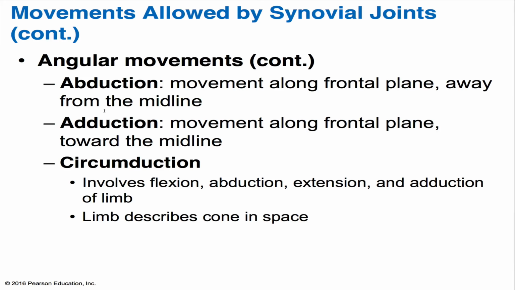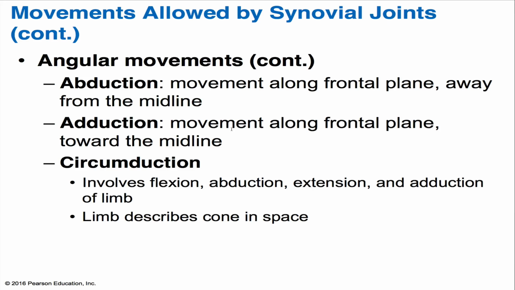Abduction, adduction. Now, when you look at this term, ab means away. So when you have movement along the frontal plane that's away from the midline of the body, it's abduction. And then adduction is movement along the frontal plane towards the midline of the body. So when you're standing in the anatomical position and you move your arms away from the body, that would be abducting. Then when moving back towards the midline of the body, that would be adduction.